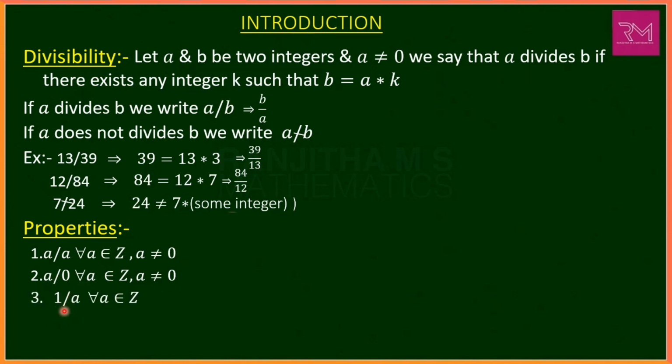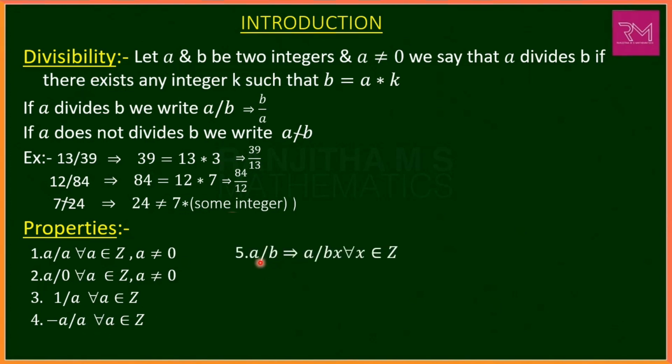Third property is 1 divides a for all a belongs to Z. Here 1 divides a, if we substitute in the place of a as 2, we can write it in the form of 2 is equal to 1 into some integer, which we can take as 2 itself, so we can write it in the form of b is equal to a into k. So this condition holds, that is 1 divides a. Similarly, minus a divides a for all a belongs to Z. Here if we take a negative sign also, the condition holds, that is minus a divides a.